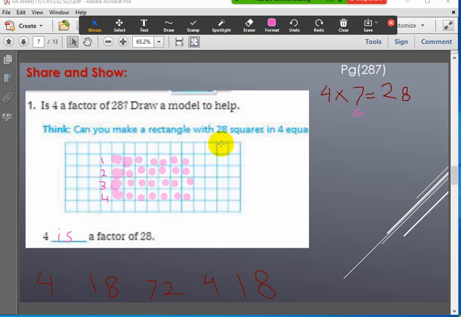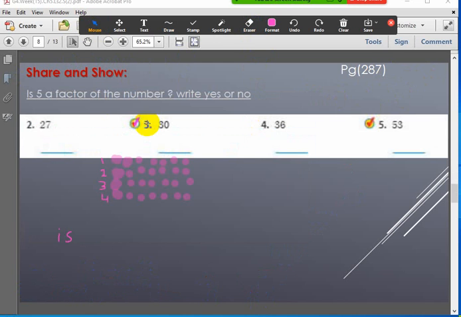Okay girls, did you finish? Girls, did you finish, girls? Okay, let's move now to the next one.